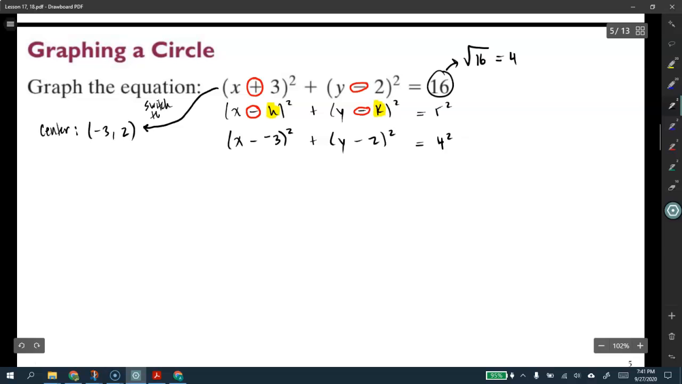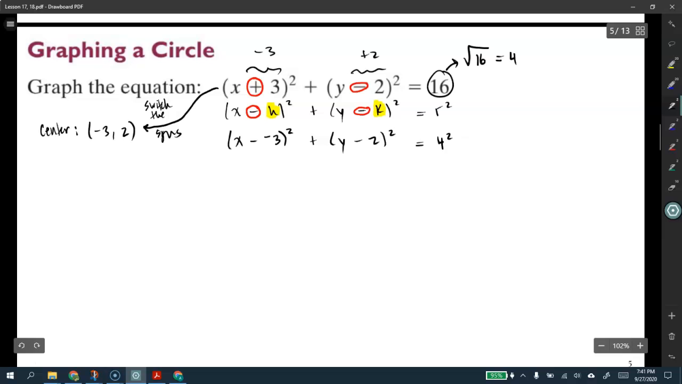And if you remember to switch the signs, you really cannot go wrong with it. And you want to remember this: by switching the signs, the positive 3 becomes a negative 3, and the negative 2 becomes a positive 2, like that. And so then you cannot go wrong with it.